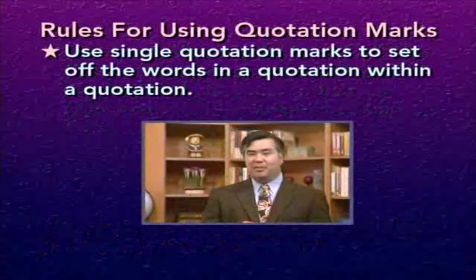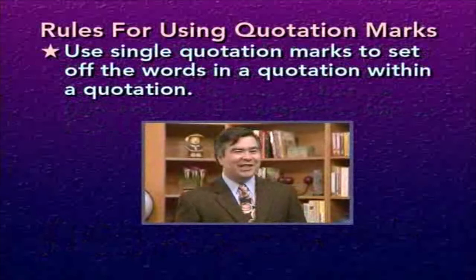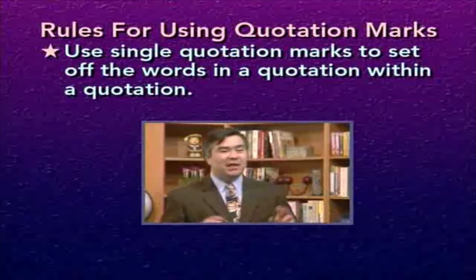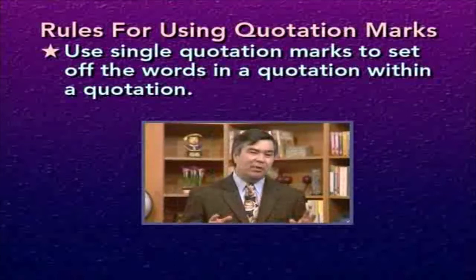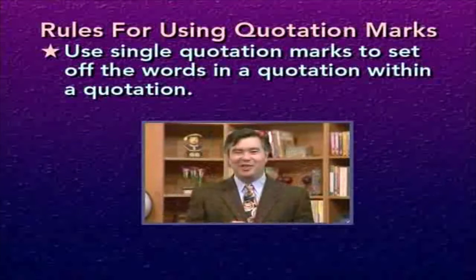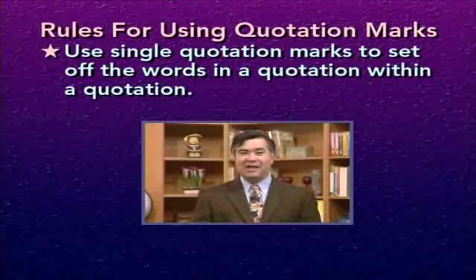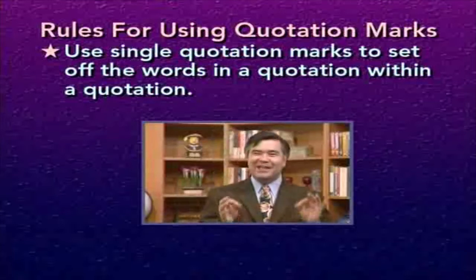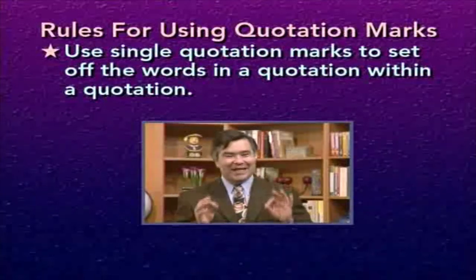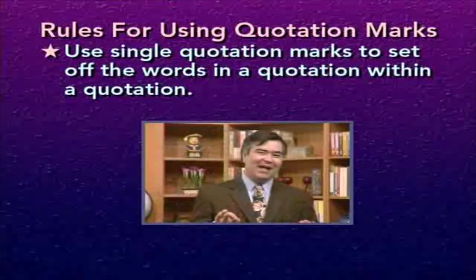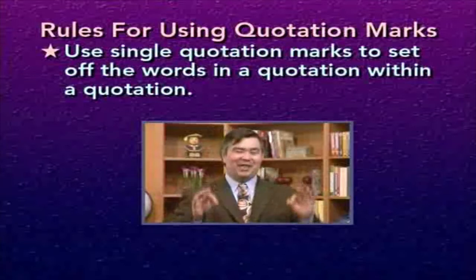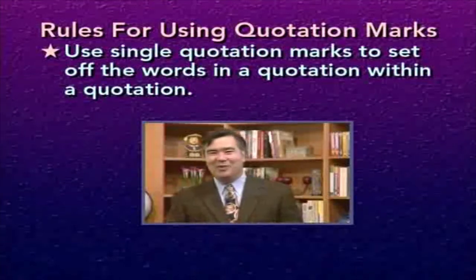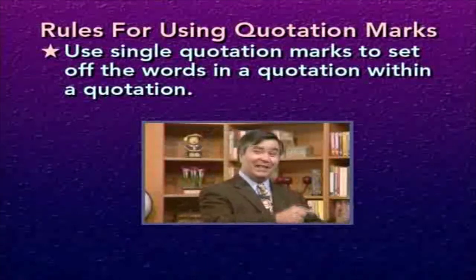Use single quotation marks to set off the words in a quotation within a quotation. Normally, again, in American practice, the quotation marks that we use are double quotation marks. That is, you see the two little curlicues that make up the quotation mark. However, there is such a thing as a single quotation mark, which is used for a very specific purpose. It doesn't come up that often, but occasionally it does. Once in a while, within a quotation, there is a quotation. That is, within the quoted words, the person who is saying those quoted words is himself quoting someone else.